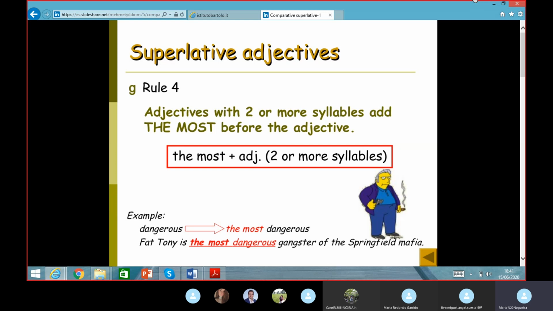Entonces, si tengo dangerous, como es una palabra larga, I'm going to put the most, and in this I have the st of the superlative, and then I put the adjective which remains in the same word form. So Fat Tony is the most dangerous gangster of the Springfield Mafia, okay? So, the most dangerous, el más peligroso.